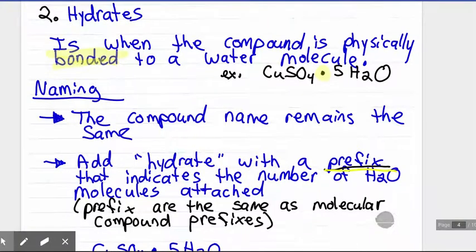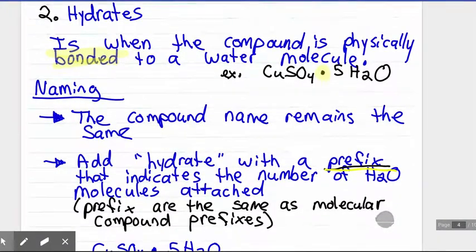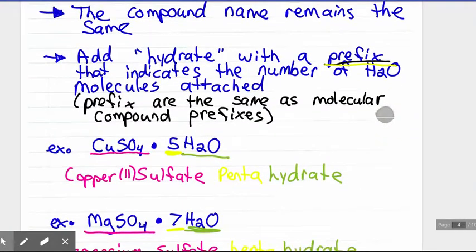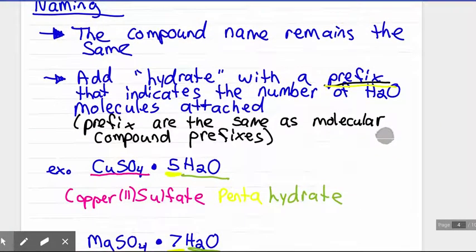And that dot that's highlighted in yellow, that means bonded. So in our example right here, we still name our ionic compound the same. So in pink, copper 2 sulfate. We use a prefix to indicate that there's 5. So 5 is penta, and we use the word hydrate to indicate water. So the hydrate's name is copper 2 sulfate pentahydrate.